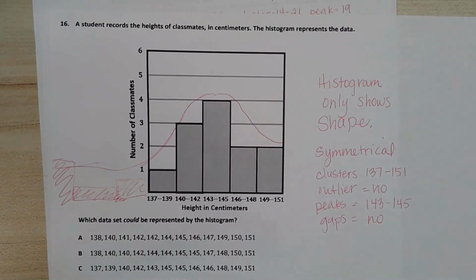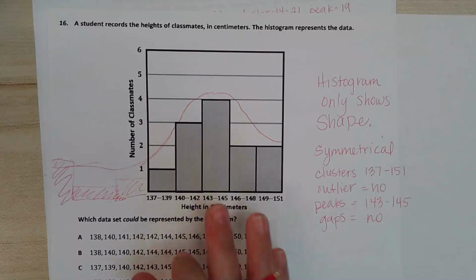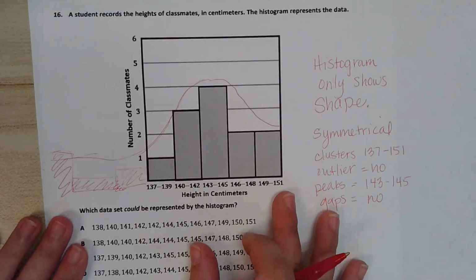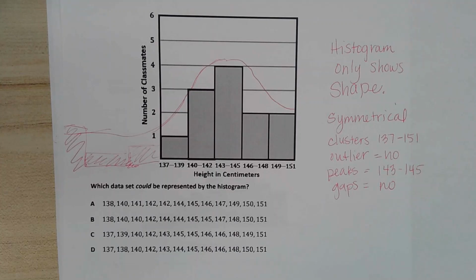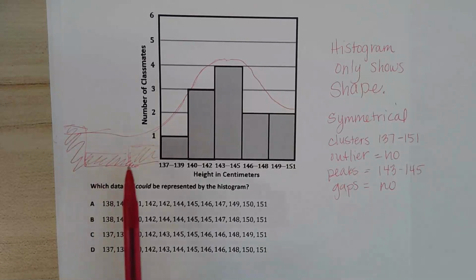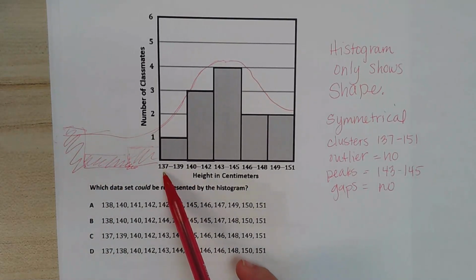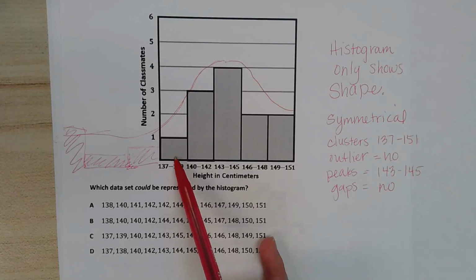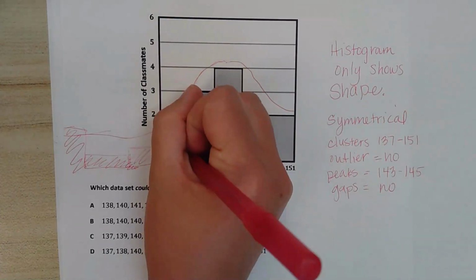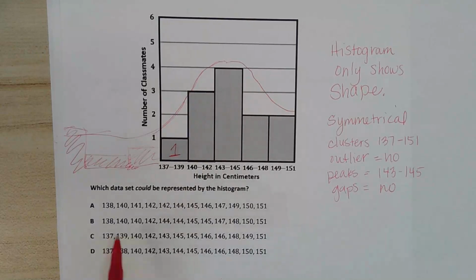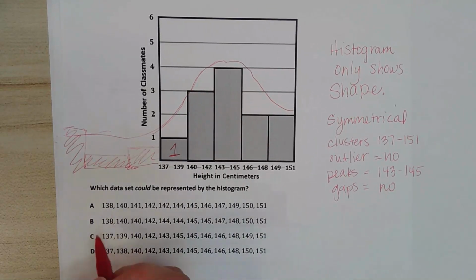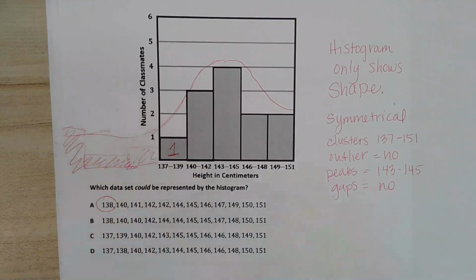And a histogram only tells you that. But then they decided to make it a higher order thinking question by going, what could be a possible data set that describes this? Well, look at our first category. Well, it's 137 to 139. How many numbers do I need from 137 to 139? One. Well, looking at A, how many numbers do they have from 137 to 139? One. So that's a possible answer choice.